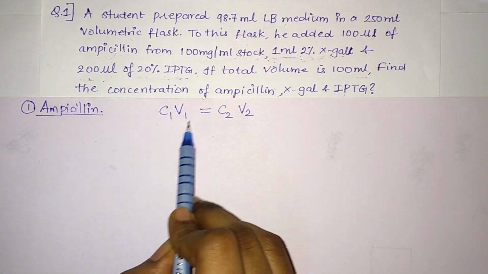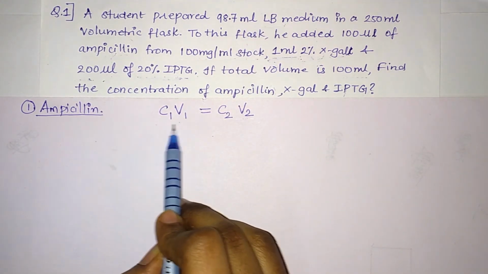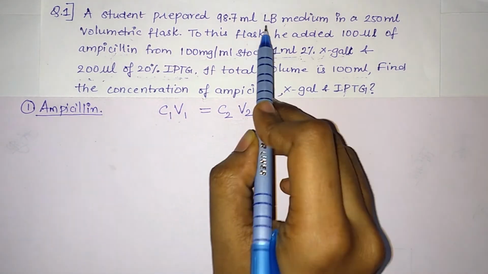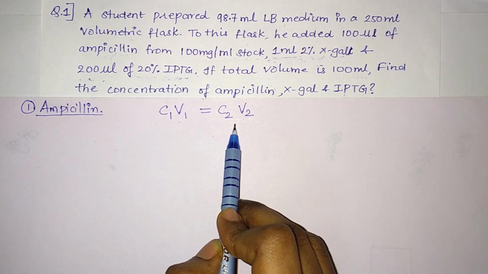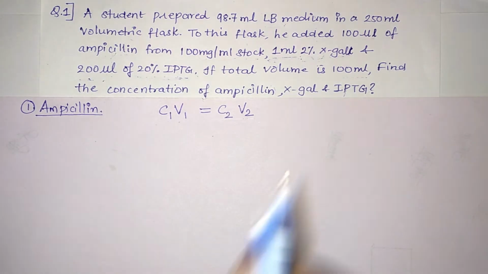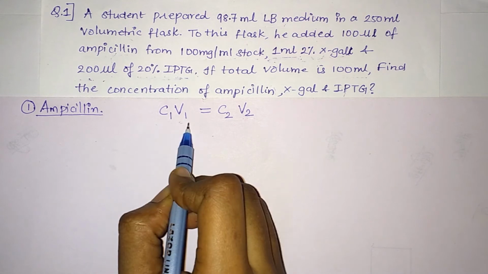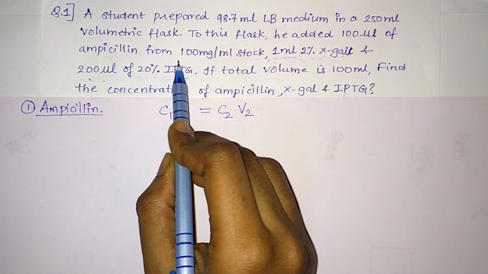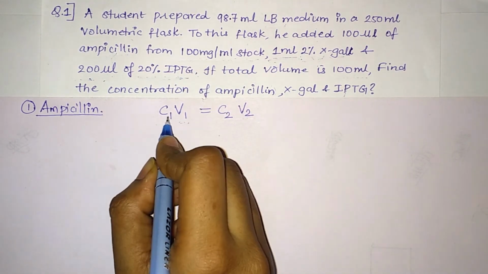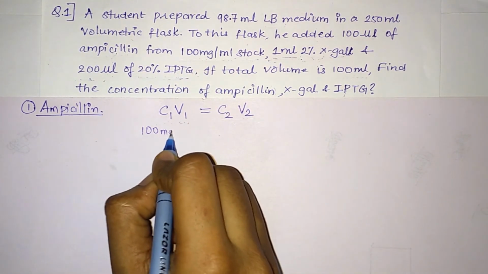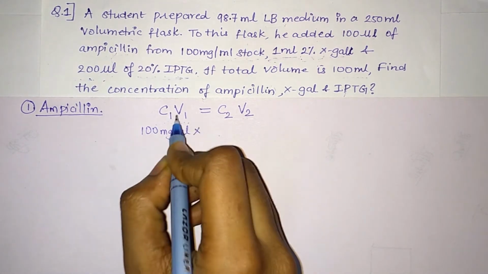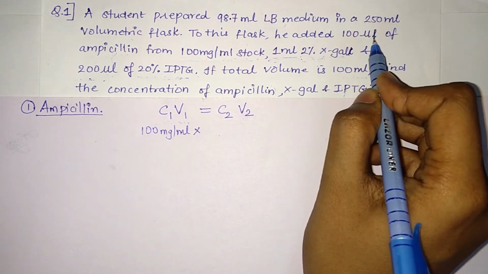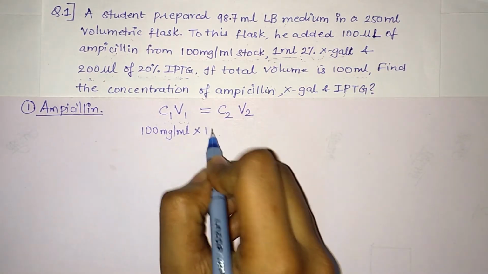So the concentration and volume of ampicillin in the stock solution will be C1 V1 and the concentration and volume of ampicillin in this LB medium will be C2 V2. Now let us substitute the values and solve this question. Here C1 is 100 mg per ml, multiplied by V1, that is the amount we have taken, 100 microliters.